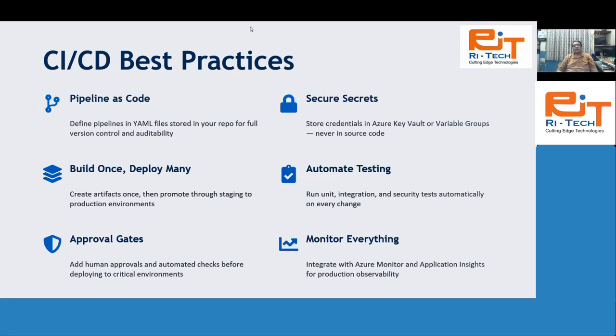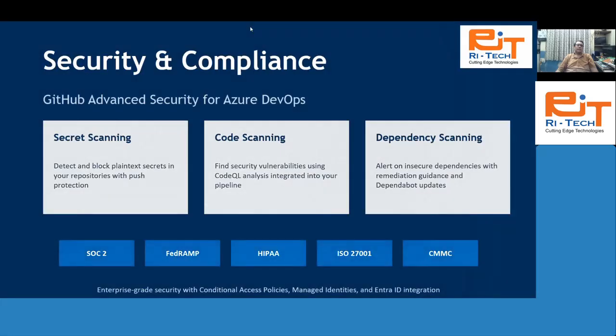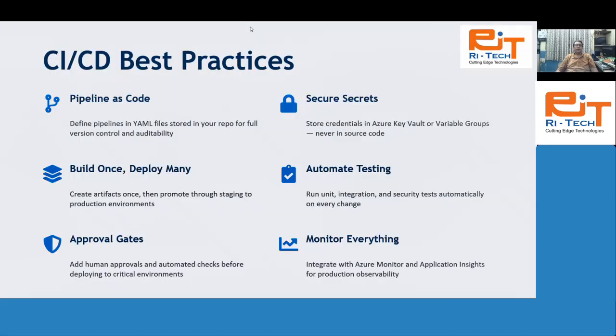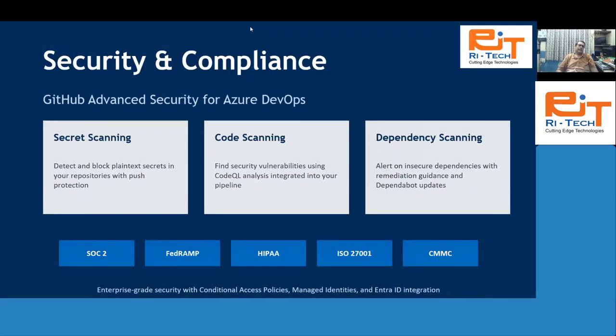So monitor everything. Integrate everything with Azure Monitor and Application Insights for production observability. That is again a good practice, to enable monitoring and Application Insights inside your project so that you can monitor what is happening in production. Right. Now, these are some of the things that we need to follow as best practices in CI/CD.